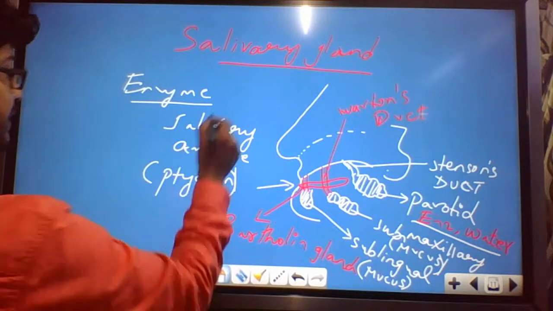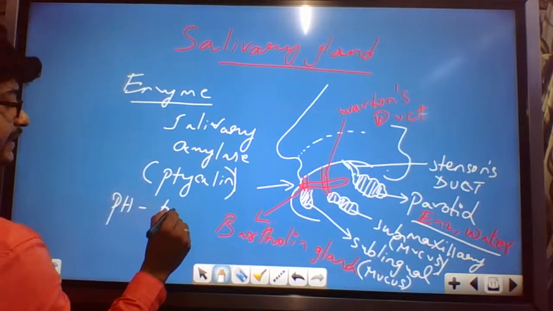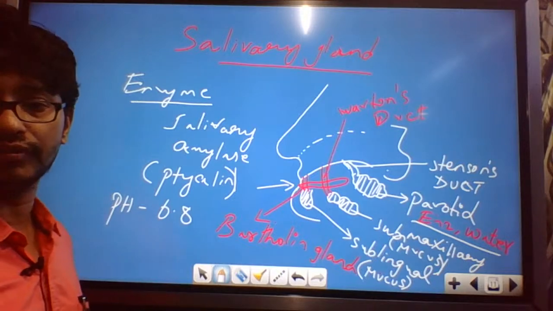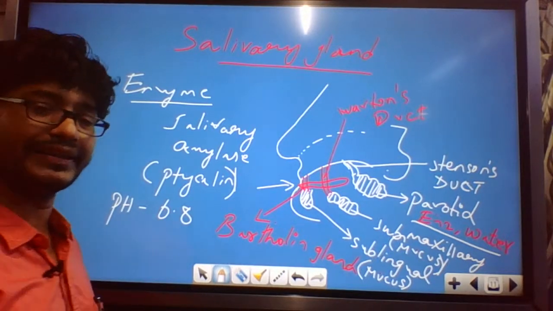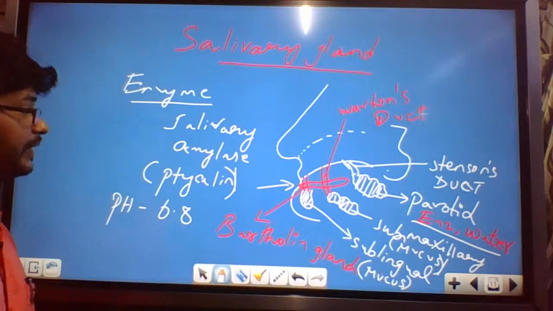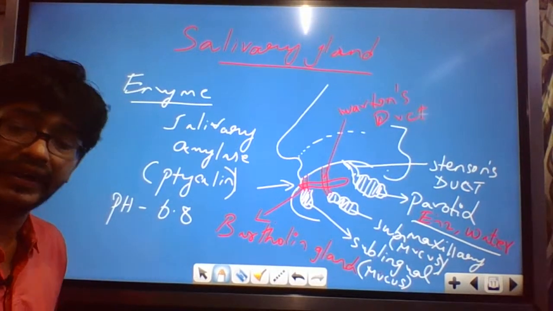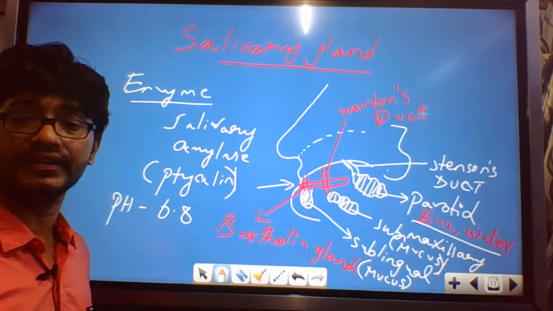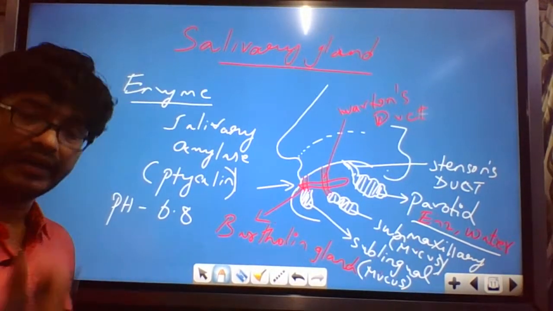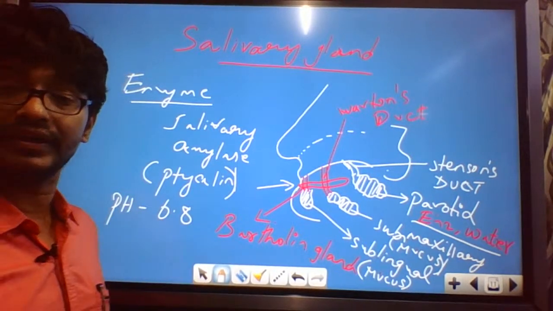So salivary amylase. I asked you the pH, right? The pH of the salivary amylase is 6.8. It's not neutral, 7 is the neutral pH, so this is a little down. The exact pH of salivary amylase is 6.8, which is the ideal pH for the digestion of carbohydrates. That's the reason why our elders or parents tell us to munch the food properly before we swallow.